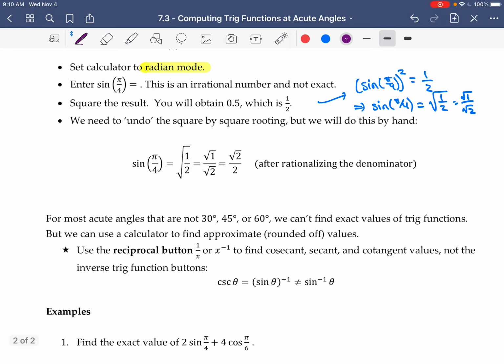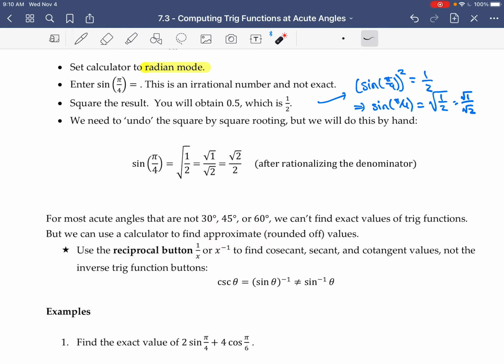For most angles that are not 30, 45, and 60, unless you use identities, which we're not going to do too many of, but sometimes you can use some identities to find the exact values. But often we just find the approximate values.